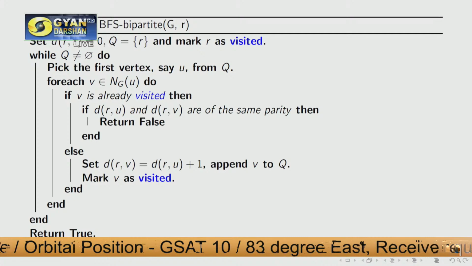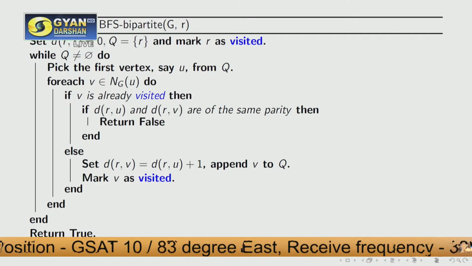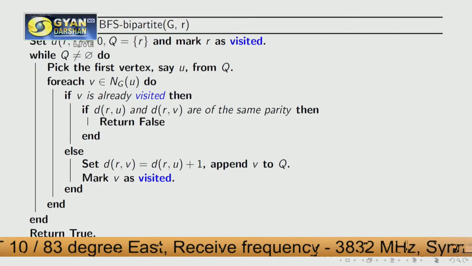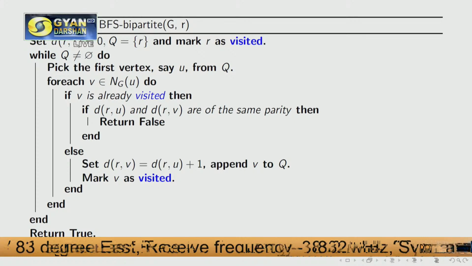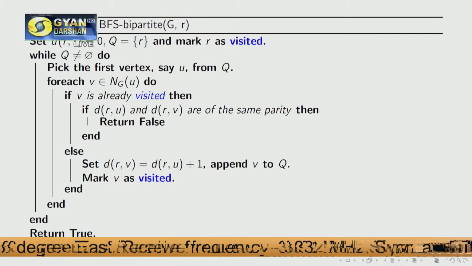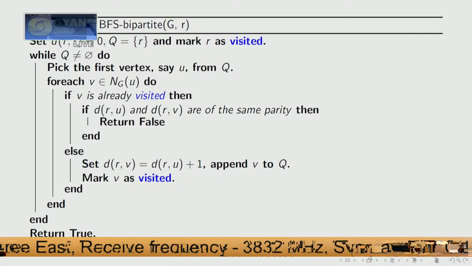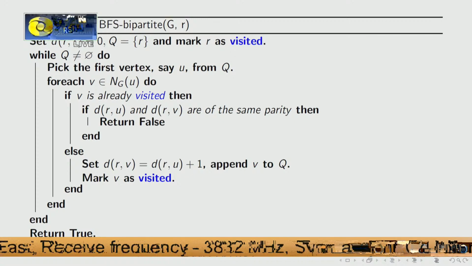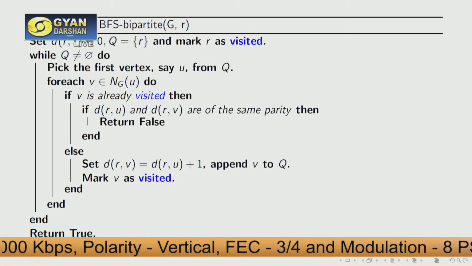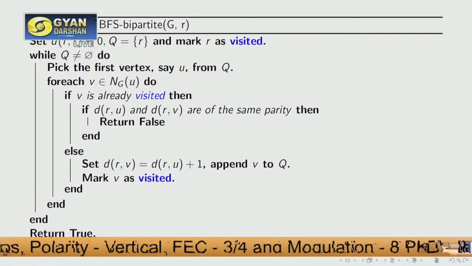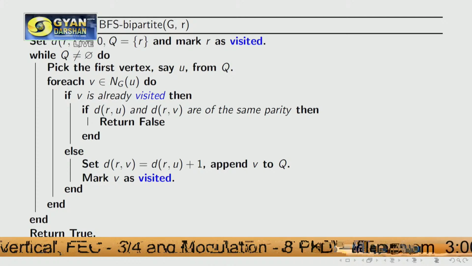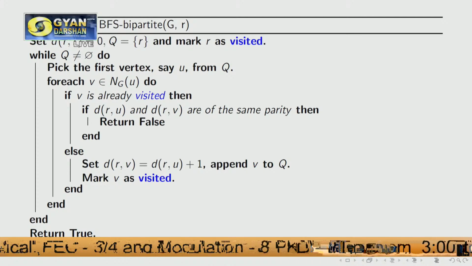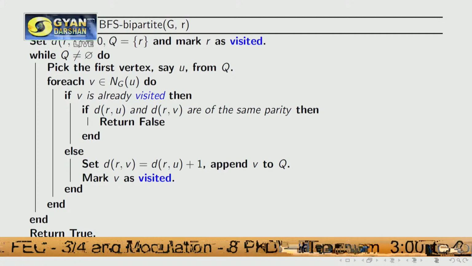So what happens if V is not already visited, right? In that case, we have to compute the distance of V from the root vertex, which is just one more than the distance of U from the root vertex. That is dRV equals dRU plus 1, right? And then we just append V to Q and mark V as visited.